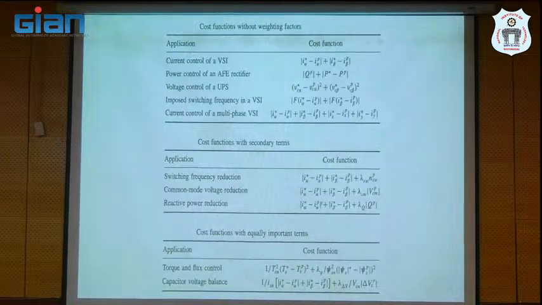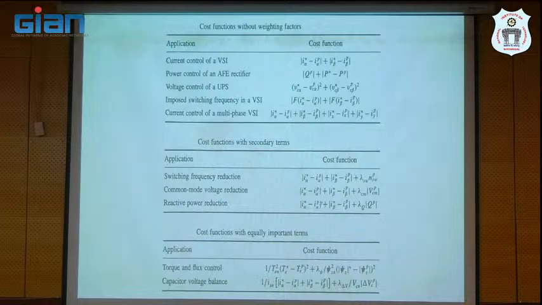See, there are four objectives, right? What is the priority of the first objective? What is the priority of the second objective? You have to decide the priority. After deciding the priority of the control objectives in the cost function, according to that, your model predictive controller will select the optimal voltage vector. The selection of the voltage vector is based on the priority of your control variables, right?